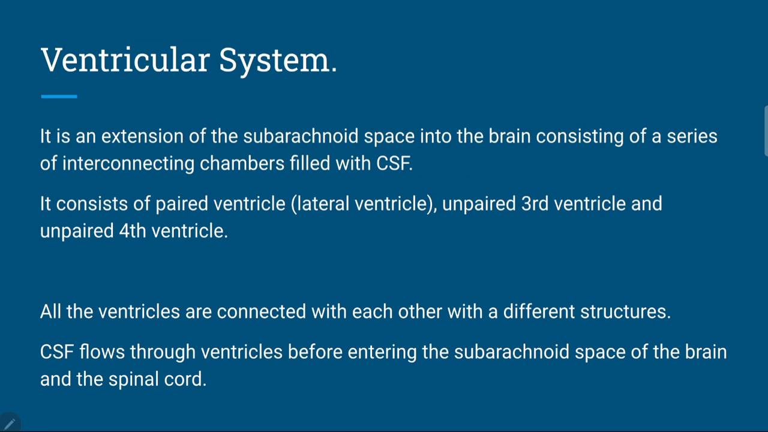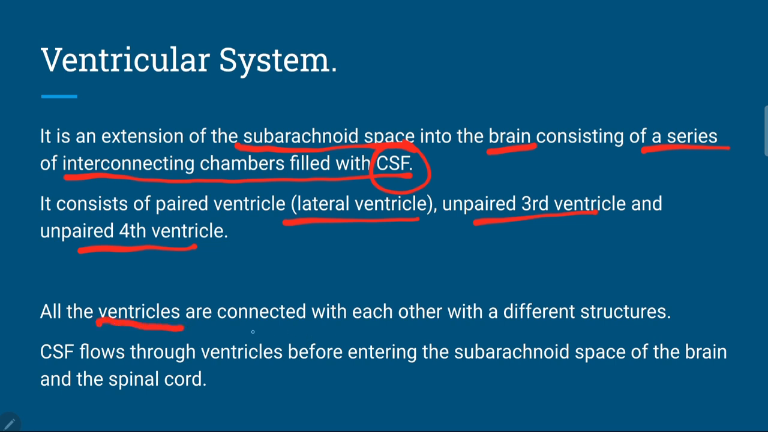So what is the ventricular system? The ventricular system is an extension of the subarachnoid space into the brain, and it consists of a series of interconnecting chambers which are filled with the cerebrospinal fluid. That is important. It consists of one paired ventricle and two unpaired ventricles. The paired ventricle is called the lateral ventricle. It's on both sides, and the unpaired ventricles are the third ventricle and the fourth ventricle. All of these ventricles are connected with each other by different structures. We're going to look at those intercommunicating structures.